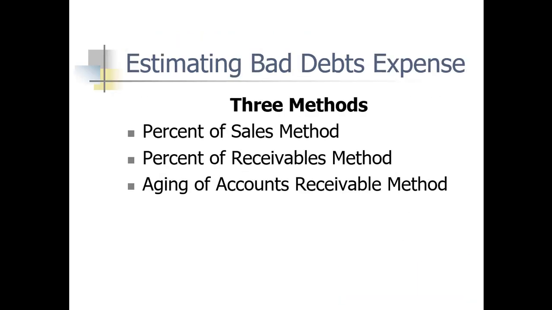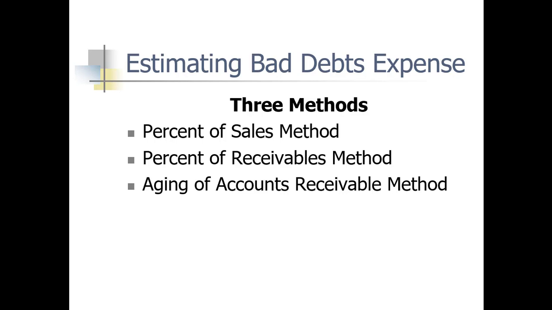All right, so there are three separate methods for estimating this bad debt expense: the percent of sales method, the percent of receivables method, and then the aging of accounts receivable method. So I'm going to shoot just a couple of videos for you today. Number one here is going to wrap up this video we're on now with this percent of sales method. And then I'll do a second video illustrating those other two methods, percent of receivables and aging, as they are pretty similar.